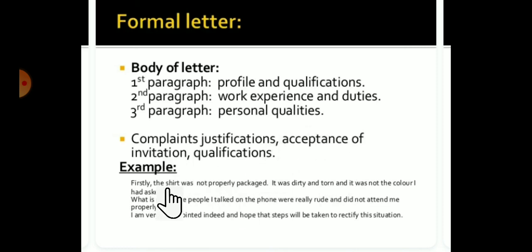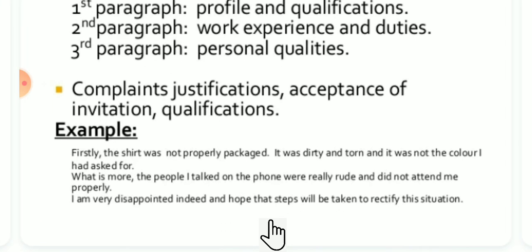Let's say for example here we have an example. Firstly, the shirt was not properly packed. Okay, it was dirty and torn and it was not the color I had asked for. What is more, the people I talked to on the phone were really rude and did not attend to me properly. I am very disappointed indeed and hope that steps will be taken to rectify this situation.